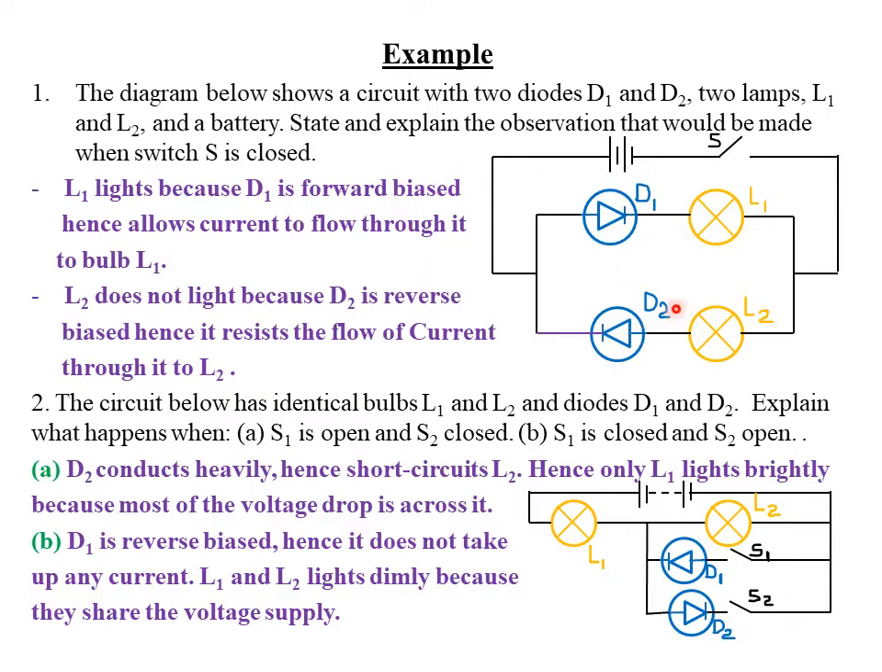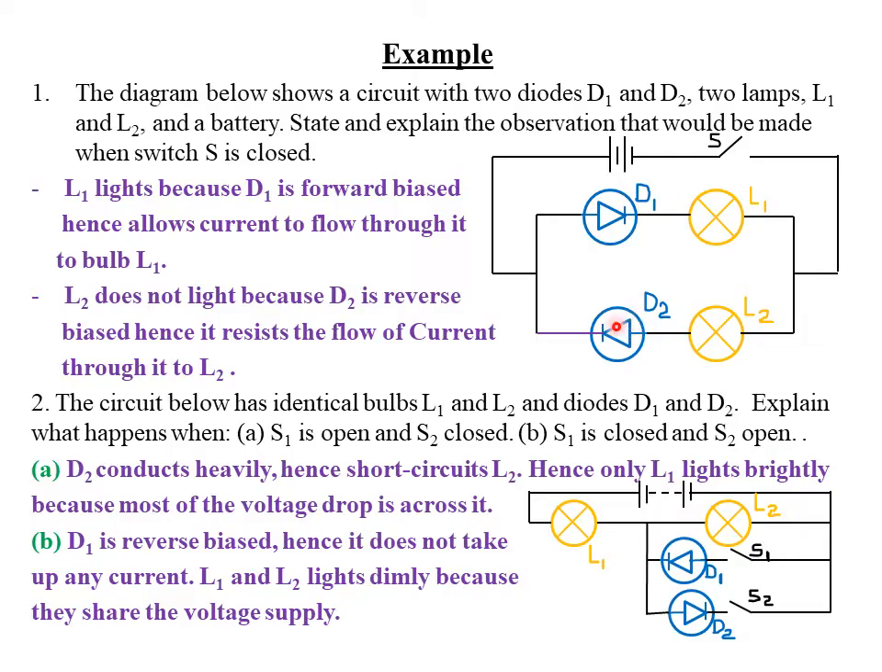Then, for the case of the diode D2 and the bulb L2, the current flows from the positive terminal of the battery. When it gets to this junction, some of the current starts flowing to the lower side of the circuit. However, when the current gets to the diode D2, it finds that D2 is reverse biased, because the n-type region of D2 is connected to the positive terminal of the cell, and the p-type region of D2 is connected to the negative terminal of our battery.